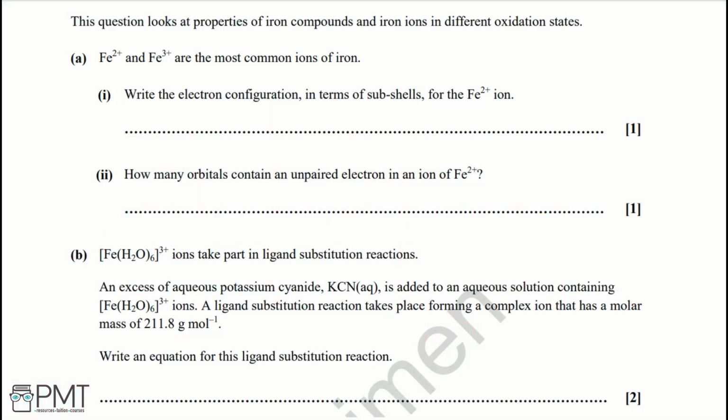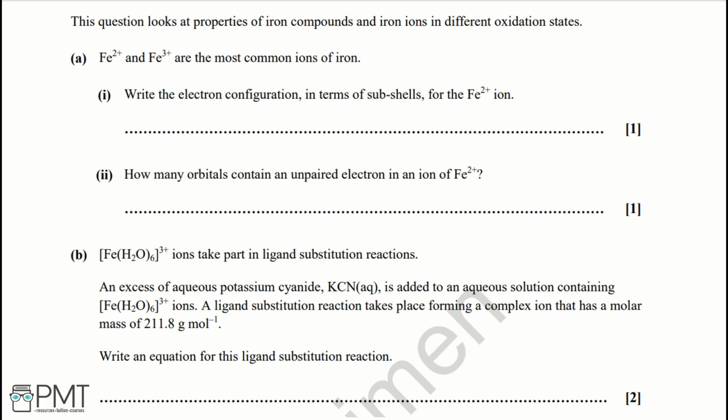This question looks at properties of ion compounds and iron ions in different oxidation states. Part A. Fe2+ and Fe3+ are the most common ions of iron. Part 1. Write the electron configuration in terms of subshells for the Fe2+ ion.